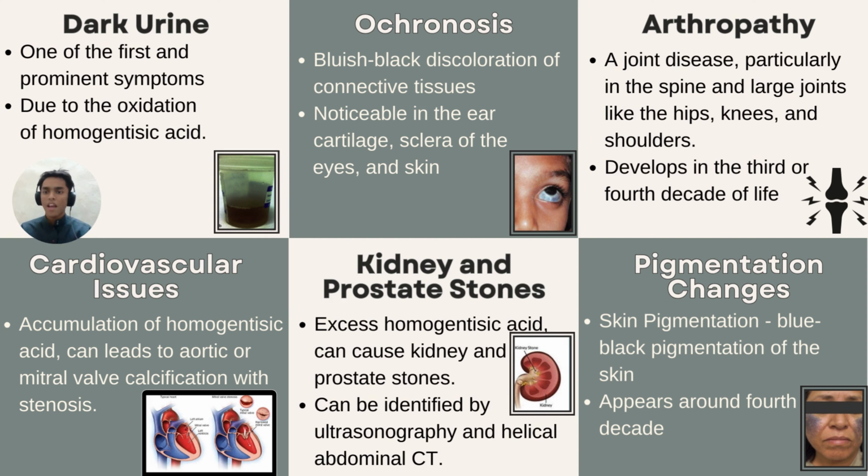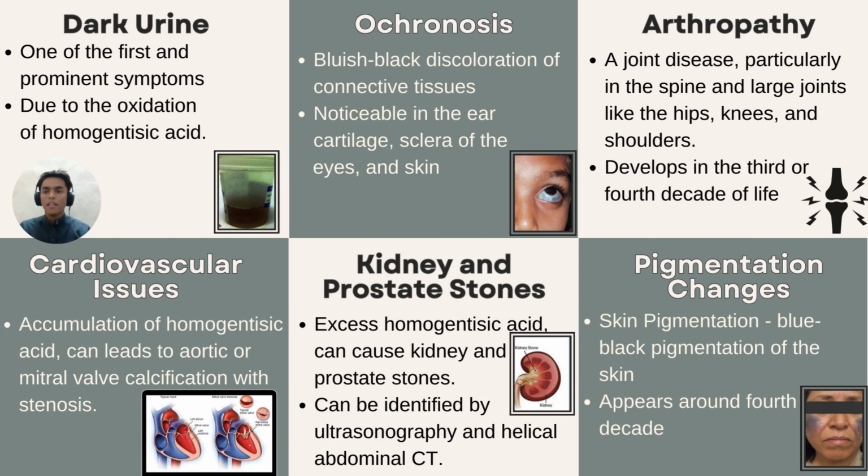This oxidized and polymerized homogentisic acid accumulates throughout the body, especially in the fibrous and cartilaginous tissue, and may result in the bluish-black discoloration of connective tissue known as ochronosis. It is most noticeable in the cartilage, the sclera of the eyes, and the skin, particularly in places exposed to sunlight or pressure.